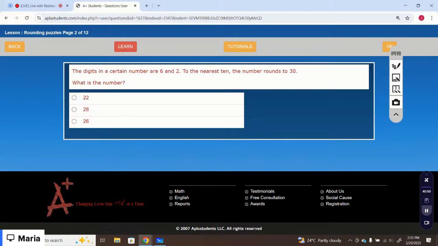So option number 2 is the correct option. The digits in a certain number are 6 and 2. To the nearest 10, the number rounds to 30. What number is it? Which is the correct option?